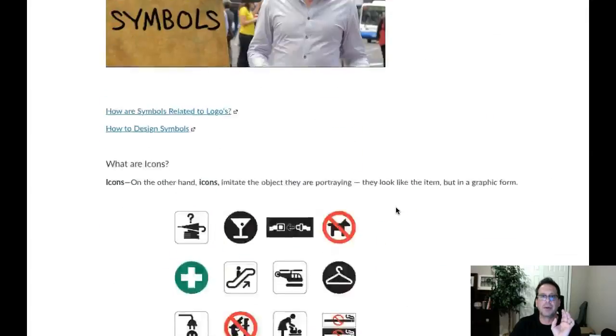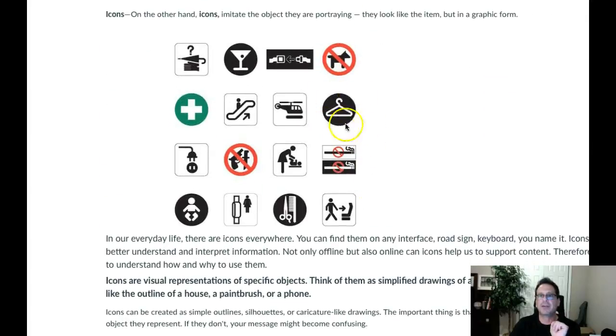For example, if you want to use a hanger as your object, it's a good idea to use the shape of a hanger. Conversely, if you want to depict a helicopter in your icon, of course, it's the shape of a helicopter. So I don't want you to think you have to use a square, a circle, or a triangle.